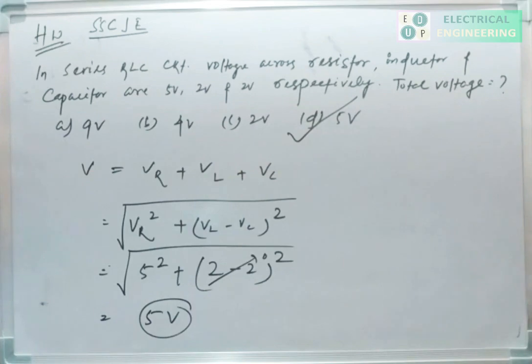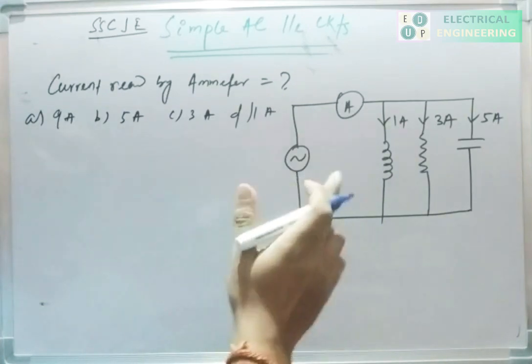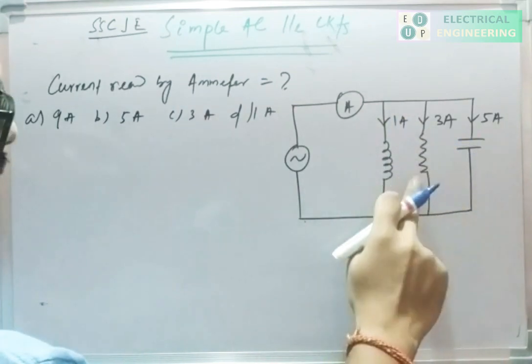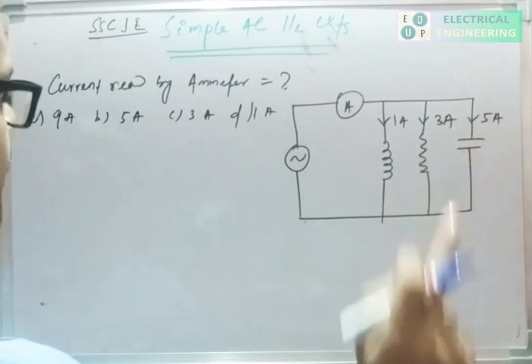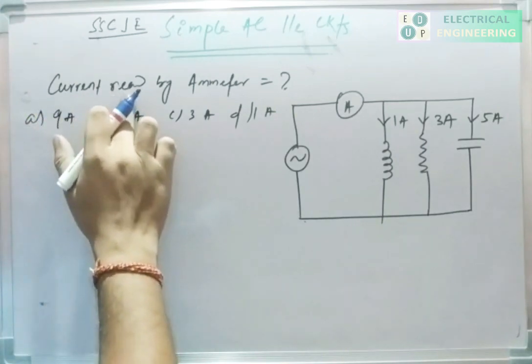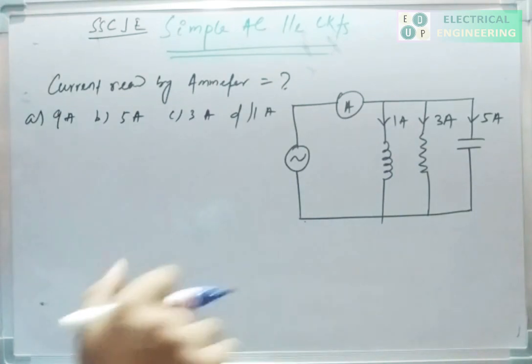Let us go to the next question. In this question, we can see a circuit diagram consisting of an AC source, an ammeter, inductor current 1 ampere, resistor current 3 ampere and capacitor current 5 ampere. It is asking how much current will be read by the ammeter: A 9, B 5, C 3, D 1. So just use your basics here and we can solve it within 30 seconds or less. So let us do it now.